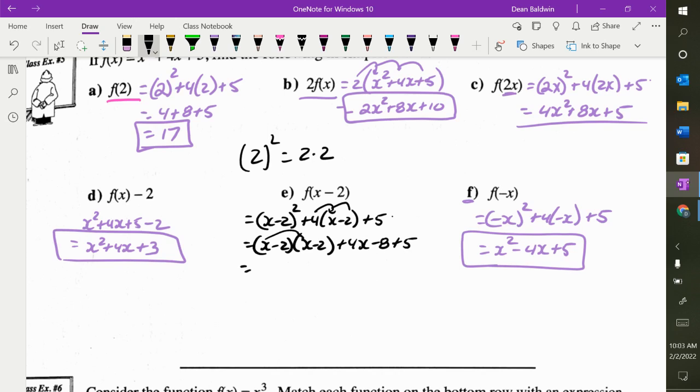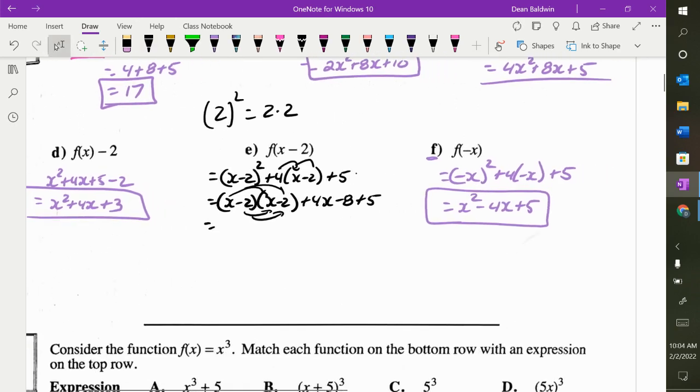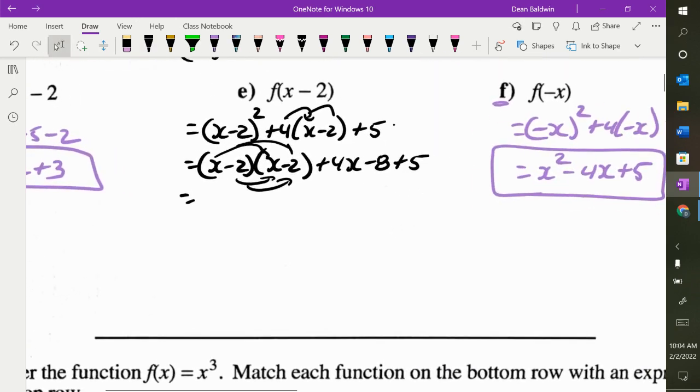But if I'm going to foil this, remember, you don't have to draw the arrows, and you don't have to write it all up. You can do it in your head. More power to you. That's awesome. I'm just doing this because this is a review. So I'm going to write it all out. I'm going to get x squared minus 2x plus 4 minus 8 plus 5. Does that make sense how I got that?